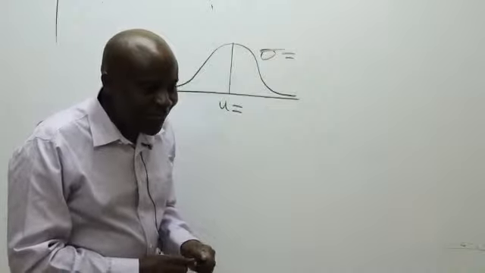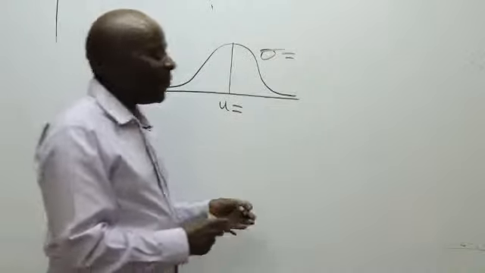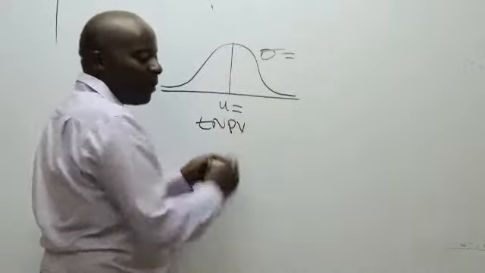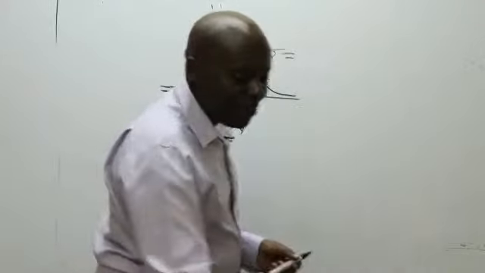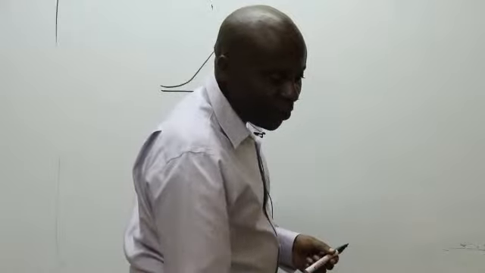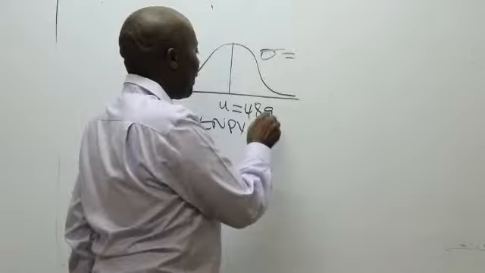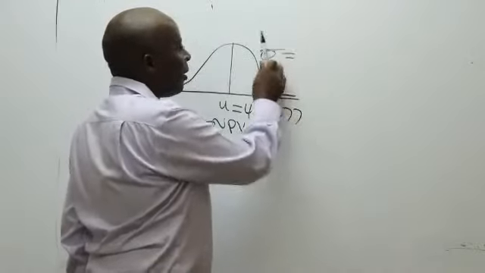It is expected net present value. Expected net present value. Ambapo mnaambia ilikuwa ngapi somebody? 489,477. How about this standard deviation?